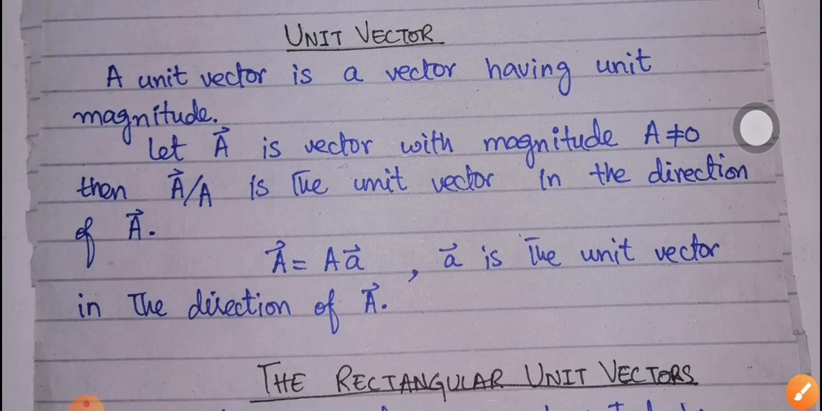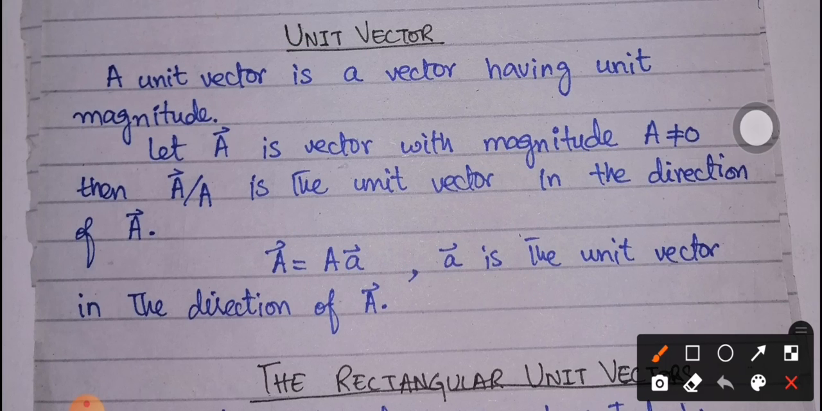So here you can see that if I say A is any vector and its magnitude is a, then I can multiply it with a unit vector in order to make the vector complete, so that the unit vector is defining its direction and the magnitude is defining its length.